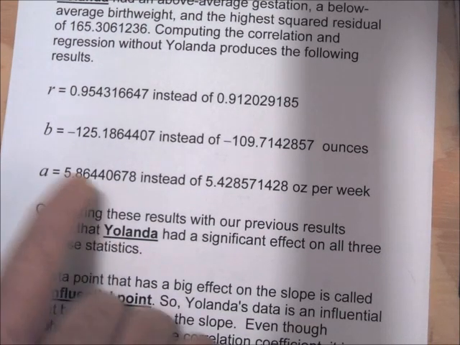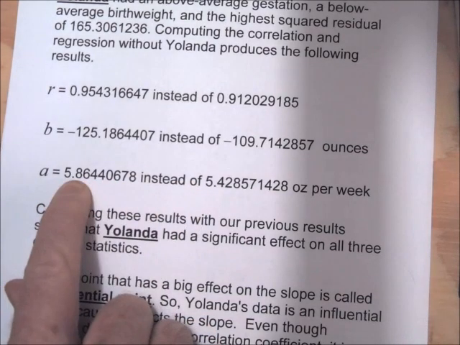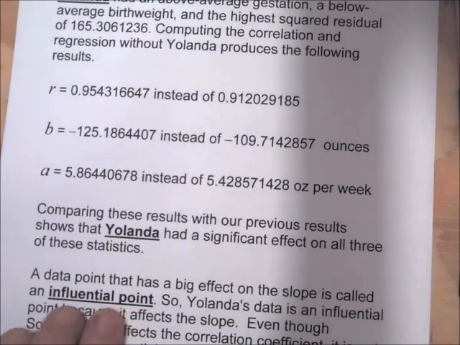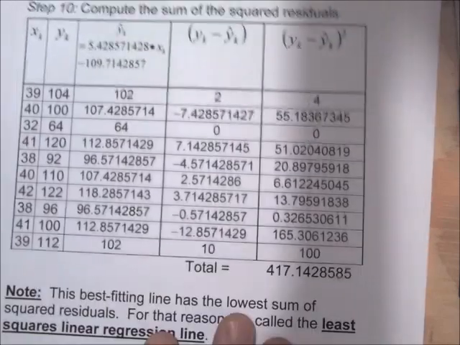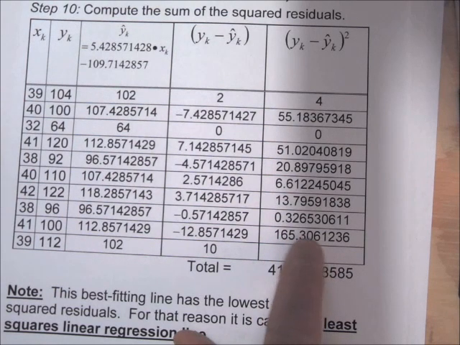If the point affects the slope, that's an influential point. So Yolanda is an influential point. If you look at the sum of squared residuals, Yolanda had the biggest contribution to the sum of squared residuals. It's 165. That was Yolanda, her contribution there to the sum of squared residuals.